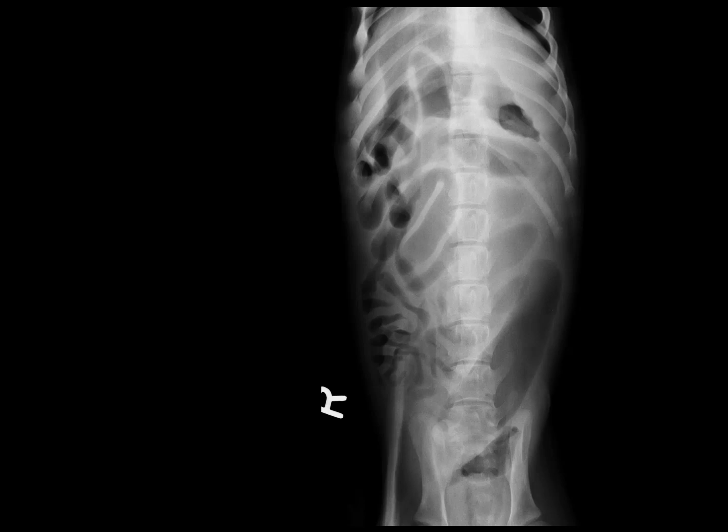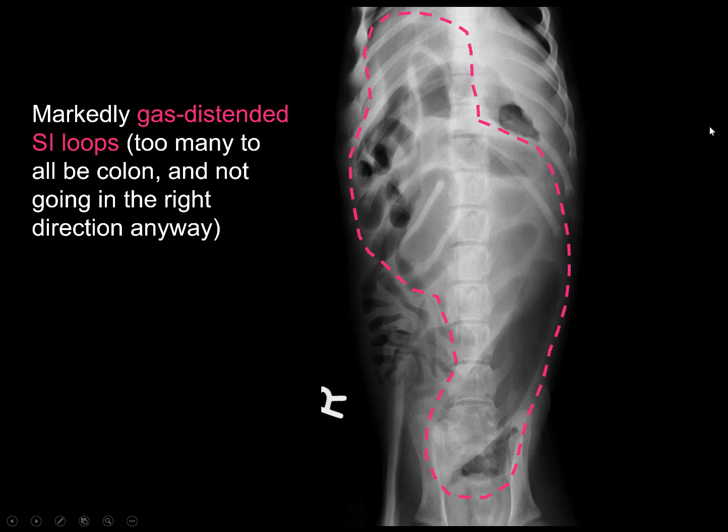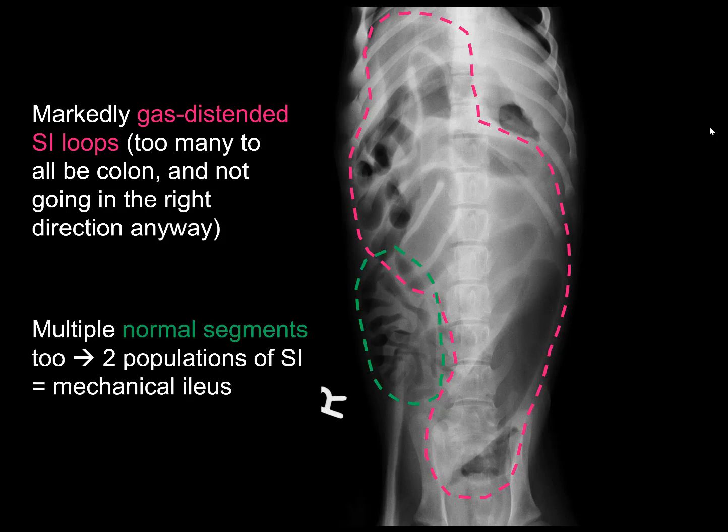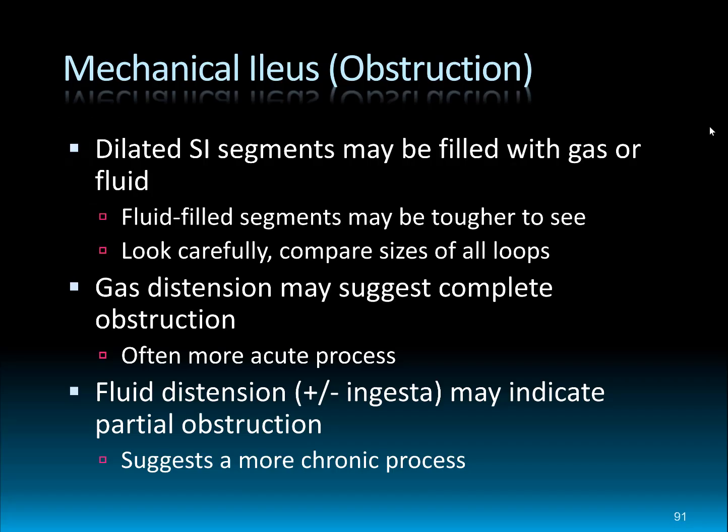Here we have the same patient on the VD view. Again, lots of intestines that are way too big and way too gassy. Even if this is colon, probably, there's no way all of these gassy loops are colon. And so we definitely have gas-distended small intestine. There again are your few normal ones, so we have 2 populations of small intestine, and we can diagnose a mechanical ileus.